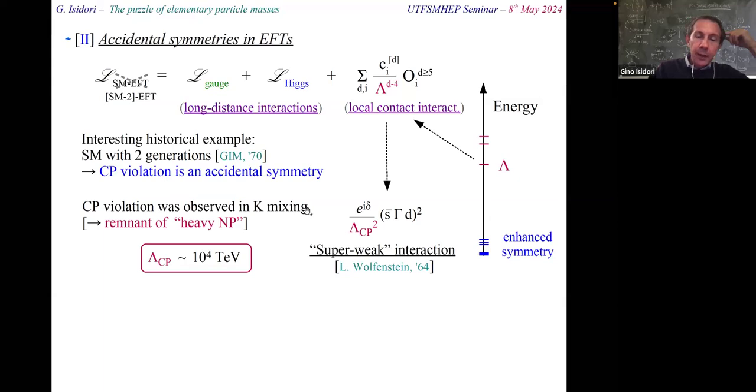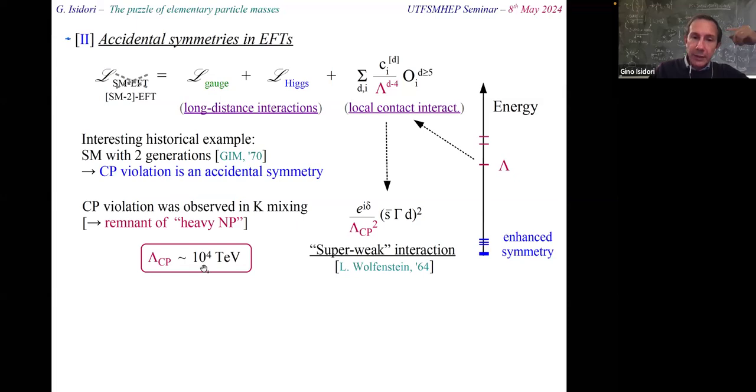epsilon K. And that was clearly a remnant that there is something else, some heavy new physics. And indeed, the famous superweak interaction proposed by Wolfenstein, actually even before the standard model was discovered, if I reinterpret it in modern language, was exactly a point-like interaction containing a four-fermion operator describing mixing with a phase. And if I assume this phase to be order 1, the scale of this operator that I need to describe K-bar mixing is huge, it's 10 to the 4.